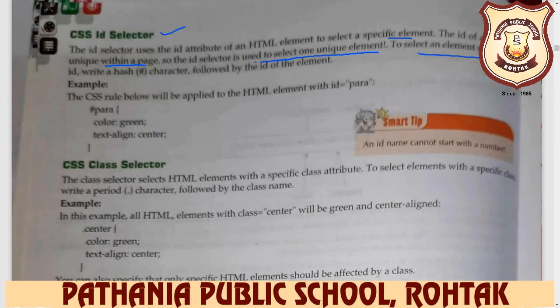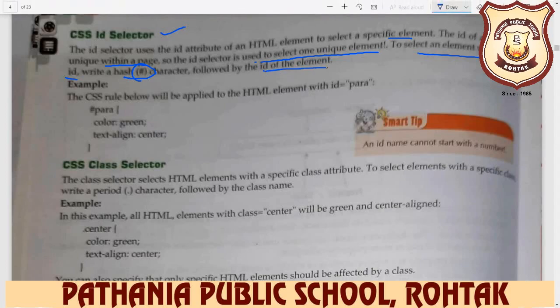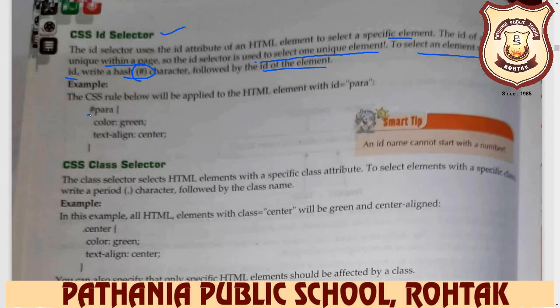To select an element with a specific ID, write the hash character. Learn this point everyone: in the ID selector, we use the hash character before the element, followed by the ID of the element. Like this, you write hash para. Para means paragraph. Like the simple P element selector, but you put the hash sign here, then you use para.